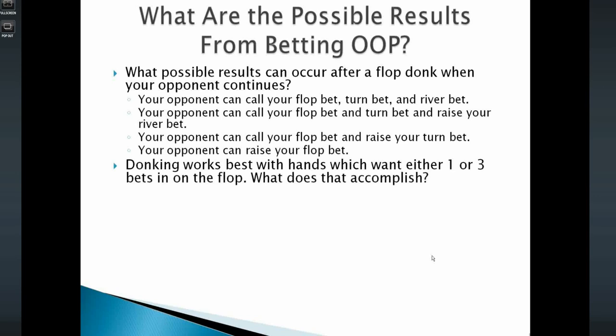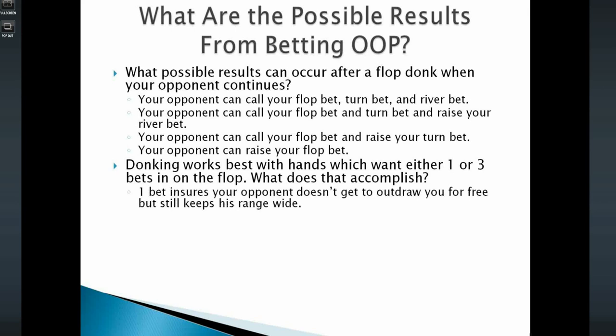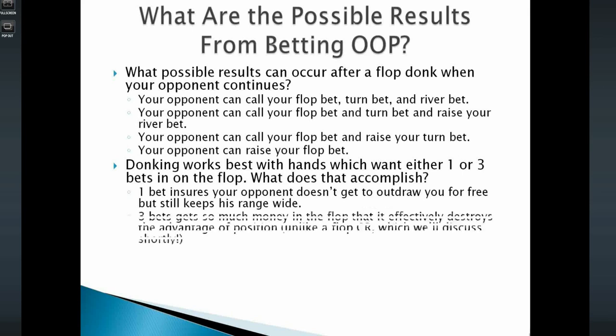Donking works best with hands which want either 1 or 3 bets in on the flop. What does that accomplish? Well, 1 bet ensures your opponent doesn't get to outdraw you for free, but still keeps his range wide. 3 bets get so much money in on the flop that it effectively destroys the advantage of position, unlike a flop check raise, which we'll discuss shortly. We're not going to get time to discuss it in this video, but one of the really big advantages to donking the flop is there's going to be a lot of board textures where a check raise just really doesn't work that well.